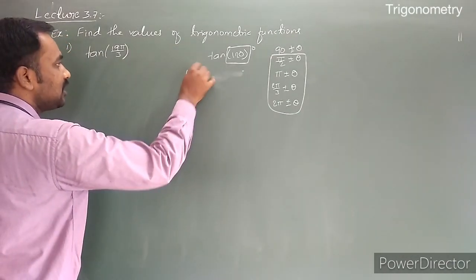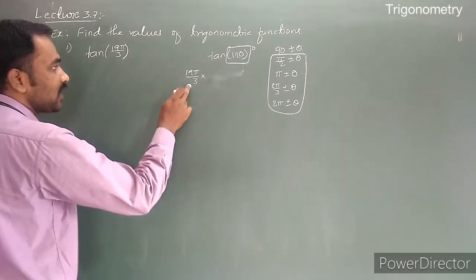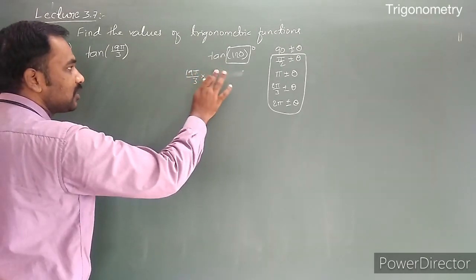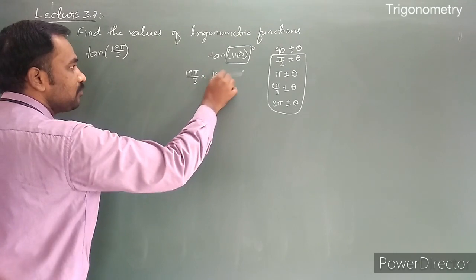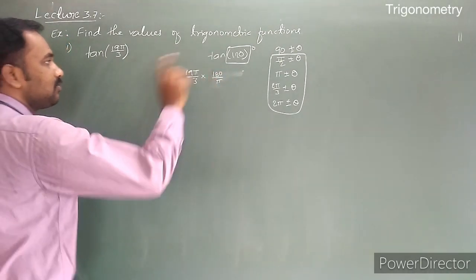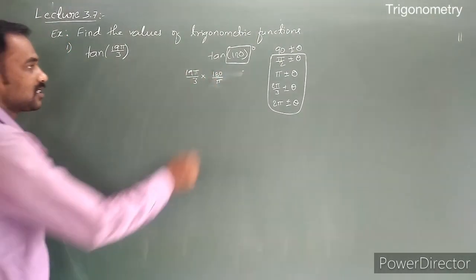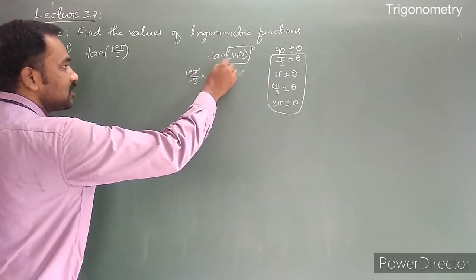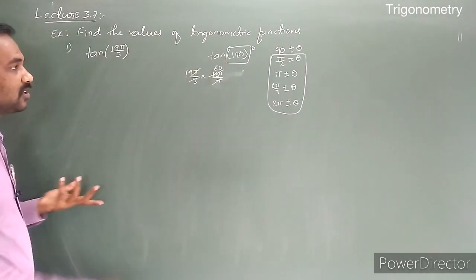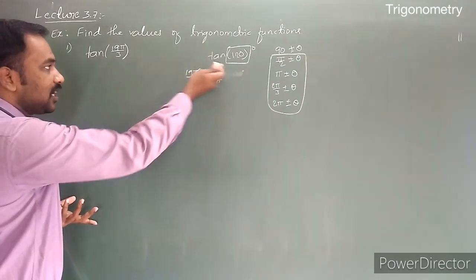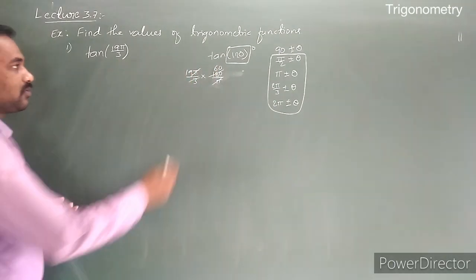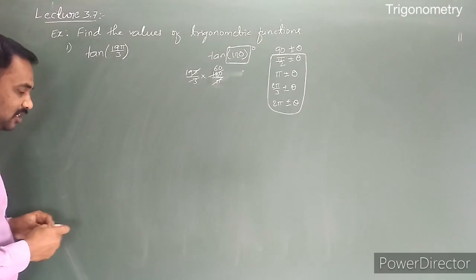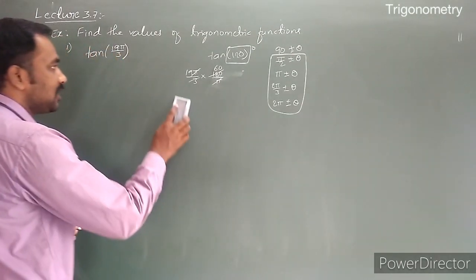How do you convert 19 pi by 3 into degrees? Multiply by 180 by pi. Simplifying will get the required answer. Check it. Pi gets cancelled. 3 ones are 3, 6 are 60, into 19. Have I mentioned previously? So that 60 into 19 will give our required angle in terms of degree measure.